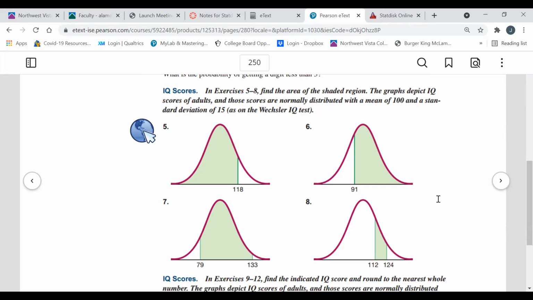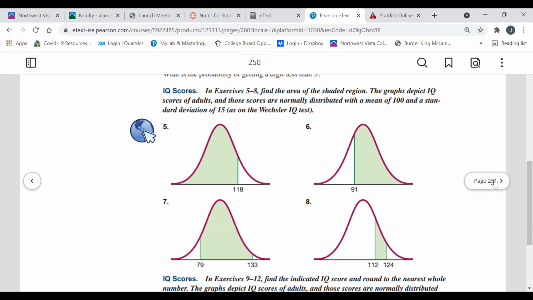But first, before we start doing that, we need to read up right above the title of the problems. We need to write down 2 important things, right? So you always need to write down the mean and the standard deviation. They're always going to be given to you, all right? So that's the first thing you do: locate and identify the mean and standard deviation. So it says here, the graphs depict IQ scores of adults, and those scores are normally distributed with a mean of 100 and a standard deviation of 15. So right off the bat, they're telling you that your mean, or your mu, is 100. Oops, I put 1,000. And your standard deviation is 15.